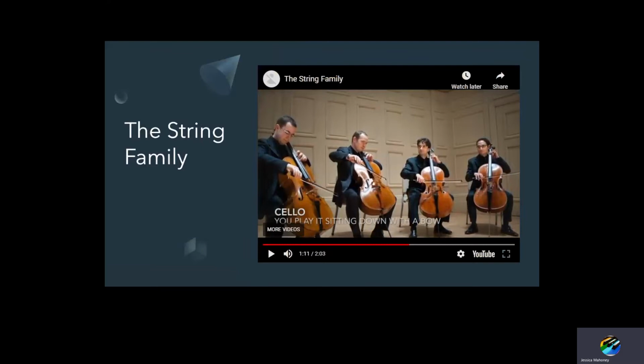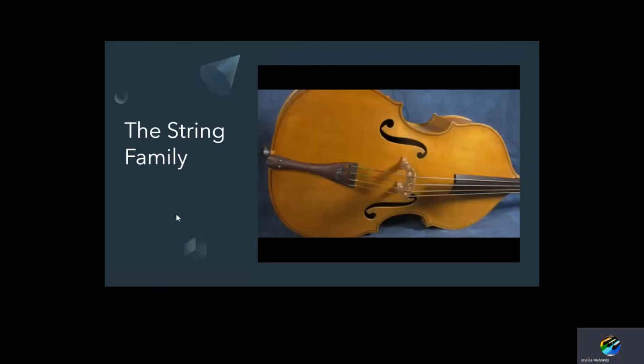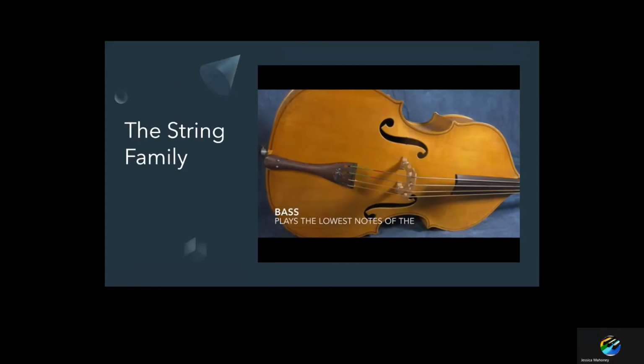The next one is the bass, sometimes called the upright bass, the string bass, or the double bass. It is very, very big, so it plays very, very low. You have to stand up to play it, and in fact, it's taller than me. It's about 6 feet tall. Bass.